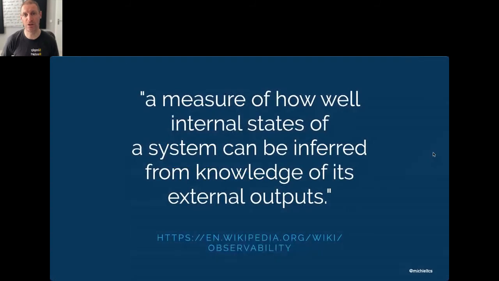And that's also the definition of observability, right? It's a measure of how well you can infer how a system is doing from looking at the external outputs. And the external output, for example, is what's the render time on my homepage, or what's the response time on my API endpoint. It doesn't tell you directly how your system is doing, but you can infer how your system is doing from those pieces of information.